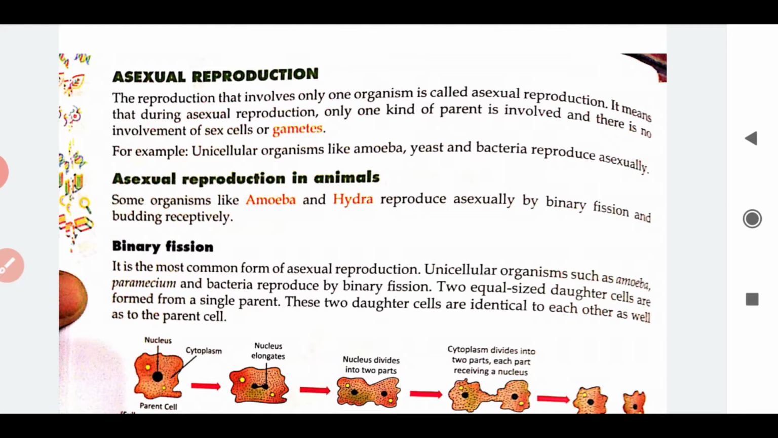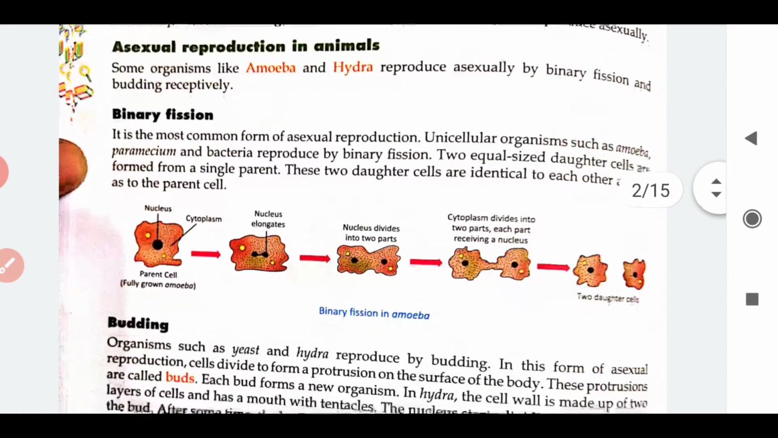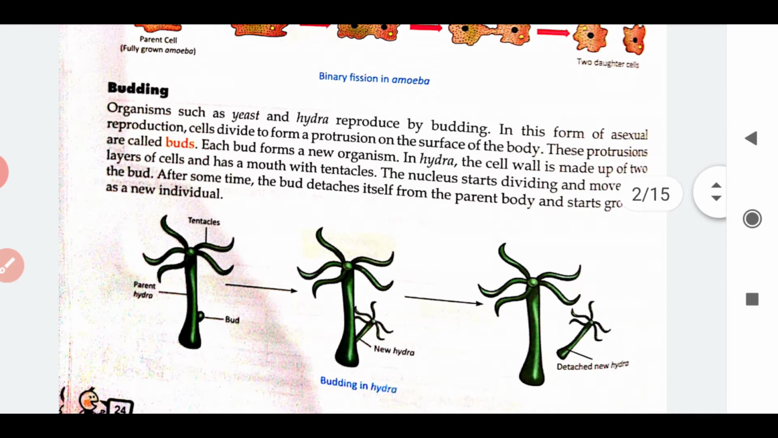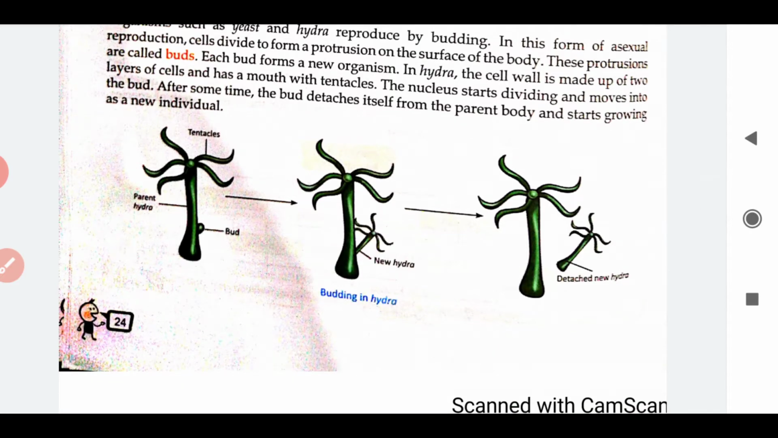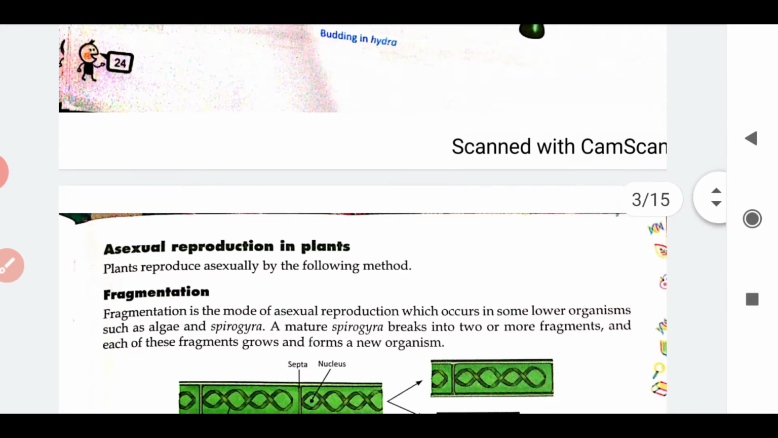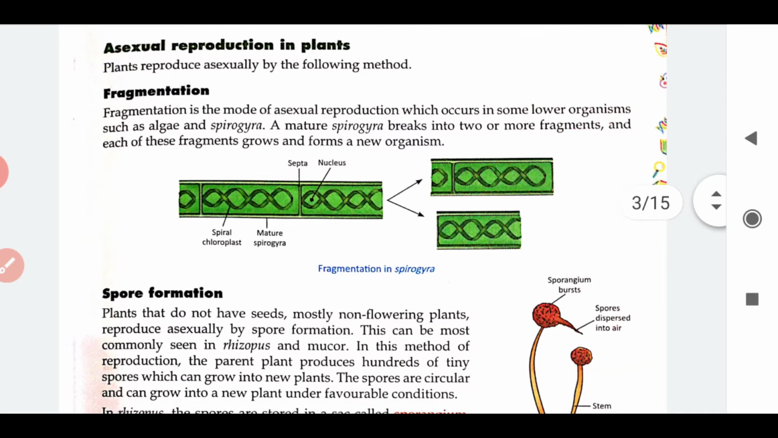In binary fission, the parent usually divides into two daughter cells. Whereas in budding, the parent has an outgrowth which is called a bud, and after some time the bud detaches from the parent and develops into a new individual. Now we have discussed fragmentation. There is a parent which is divided into several fragments and each fragment develops into an individual organism; that is fragmentation.